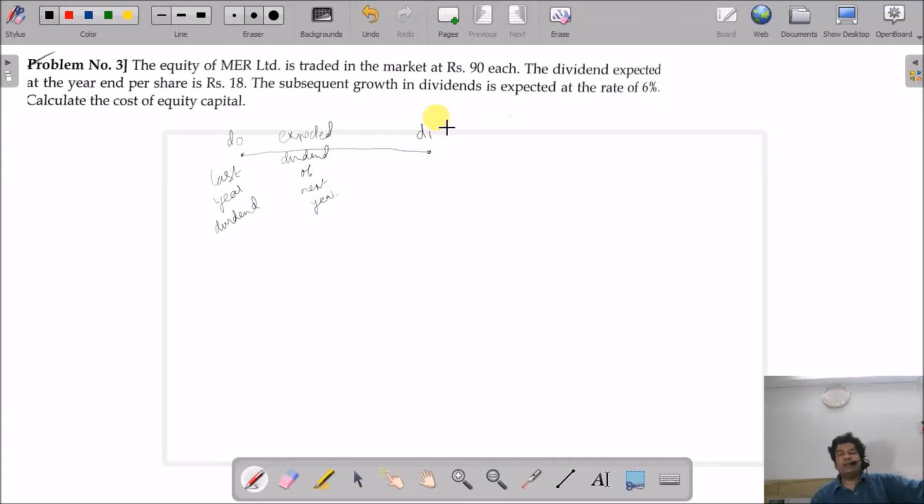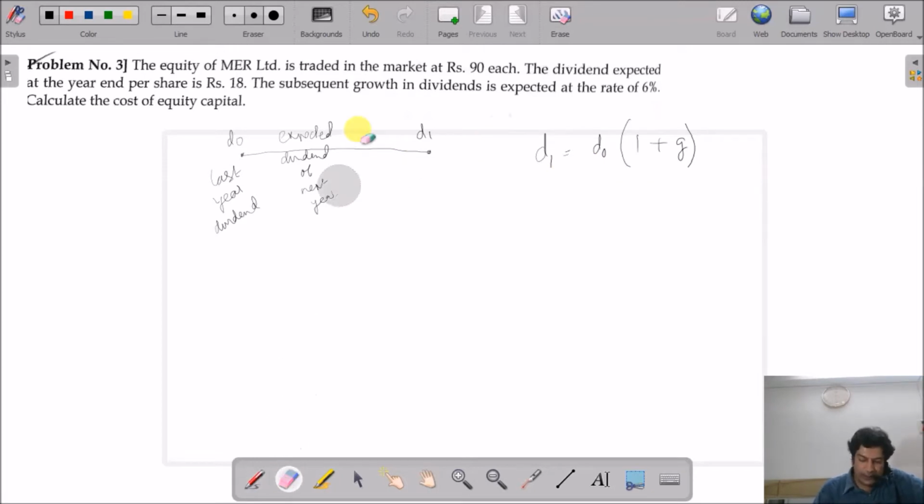So what do we mean by D1? D1 is the dividend of the next year. So how do we get D1? D1 is nothing but D0 into 1 plus growth rate. So when you apply this formula, when you add the growth rate to the existing dividend, you are going to get the dividend of the next year or the future dividend. So this is called D1. So this you need to remember.